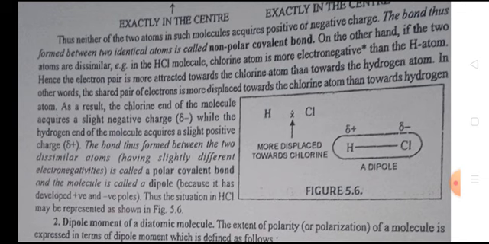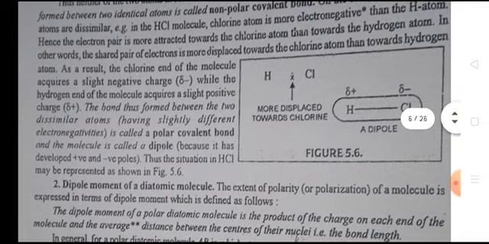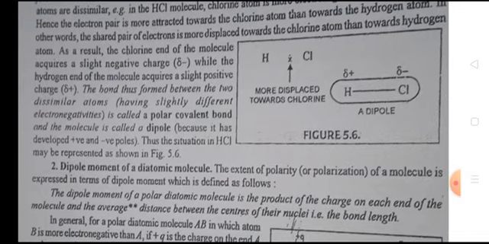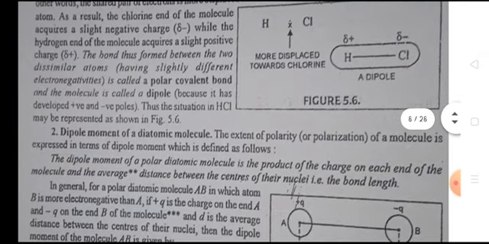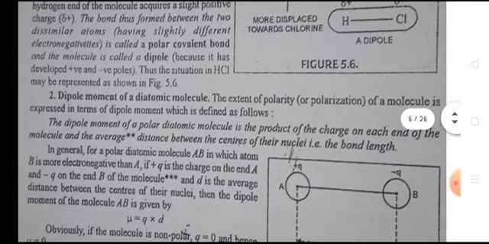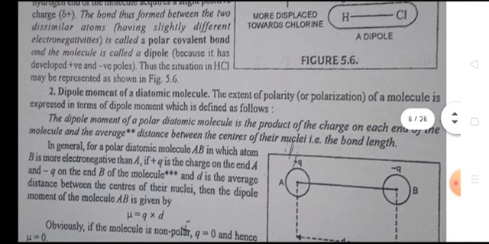On the other hand, if the two atoms are dissimilar, for example in HCl, the chlorine atom is more electronegative than the H atom, hence the electron pair is more attracted towards the chlorine atom than towards the hydrogen atom. In other words, the shared pair of electrons is more displaced toward the chlorine atom than the hydrogen atom. As a result, the chlorine end of the molecule acquires a slight negative charge while the hydrogen end of the molecule acquires a slight positive charge. The bond thus formed between the two dissimilar atoms is called a polar covalent bond and the molecule is called a dipole. Thus, the situation in HCl may be represented as shown in figure 5.6.